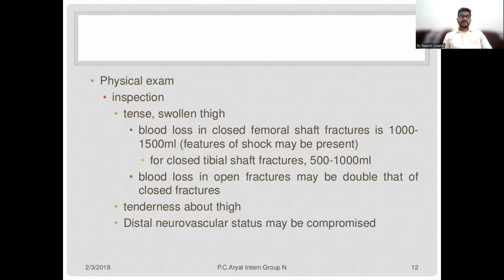The distal neurovascular status should always be checked as they may be compromised, leading to absence of distal femoral pulsation and absence of dorsalis pedis and posterior tibial artery. One should also examine the associated neurological injury.